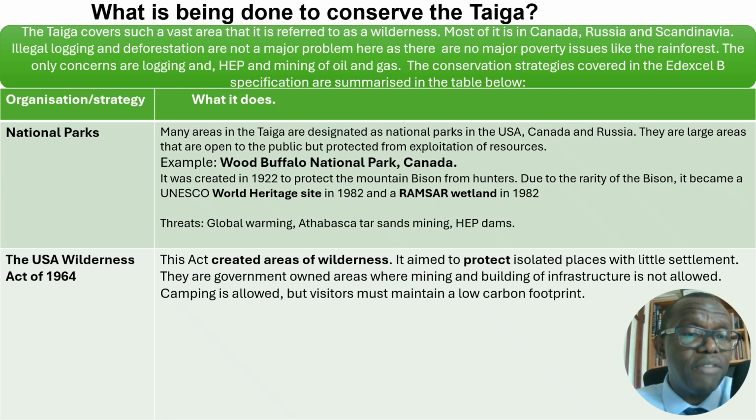The first strategy is national parks. Many areas in the taiga are designated as national parks in the USA, Canada, and Russia. They are large areas that are open to the public but are protected from exploitation of resources. So they are open to the public, but large TNCs that would like to do logging or other activities such as mining and construction of hydroelectric power are not allowed to do that there. An example is Wood Buffalo National Park in Canada.